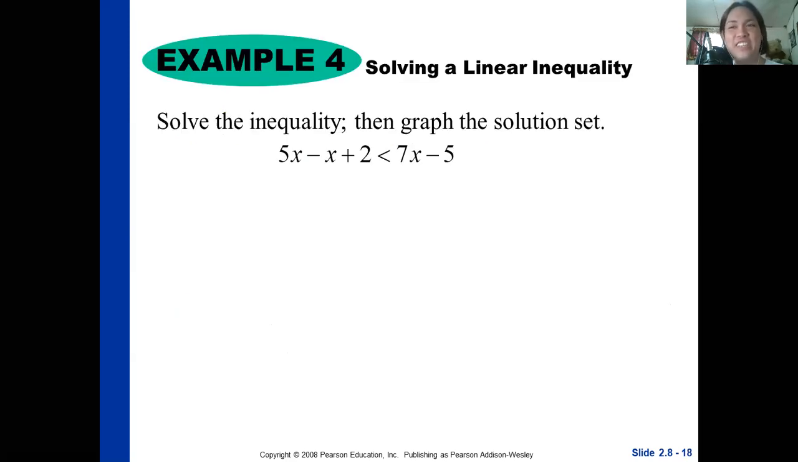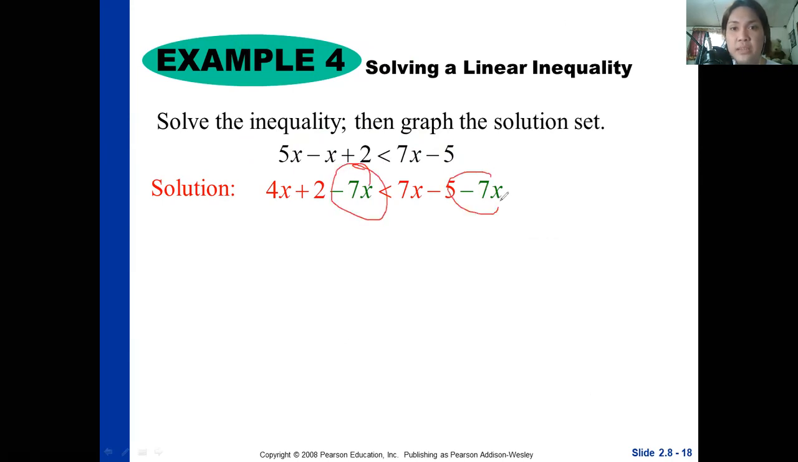Okay, so let's have an example. Solve the inequality, then graph the solution set. Of course, the first step is to use the addition or subtraction property of inequality. So that gives us 4x plus 2 minus 7x less than 7x minus 5 minus 7x. Please be guided with this negative 7x that we subtracted from both sides of the inequality.